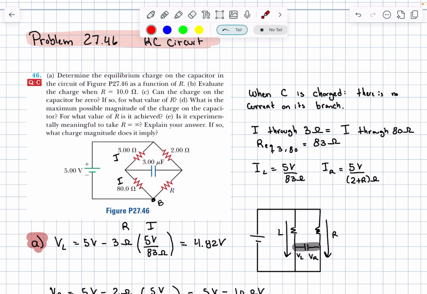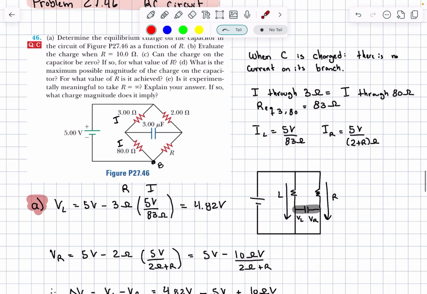Now, when C is charged, there is no current flowing on this branch at all. That means the current is either flowing like this or it's flowing like that. Now, if it flows down this path here, the current going through the 3 ohm resistor and the 80 ohm resistor is the same. They are in series, so we can just add up the resistance for an equivalent resistance, 83 ohms. Same thing for these two. They have the same current going through them, and that's going to be 2 ohms plus R.